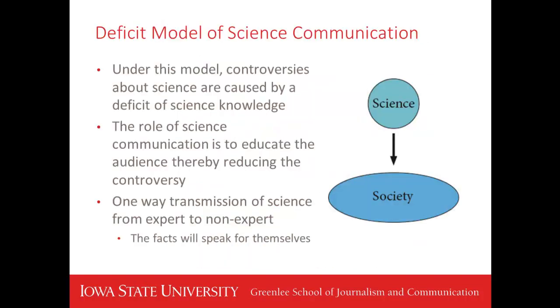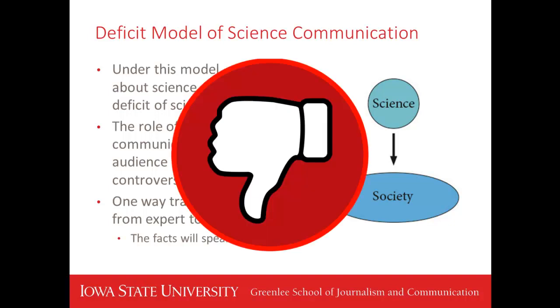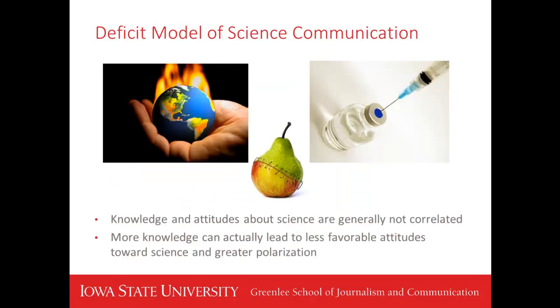This is also called the deficit model of science communication. Science generates knowledge. We have to get it to society. If there are controversies under this model, it's caused by a deficit of knowledge. So the role of communication is to educate the audience, reduce the controversy, and then everything will be fine. There's an assumption that the facts will speak for themselves. Lots of studies show that this is not a very accurate portrayal of how science communication works. There's a very thin ribbon of context when it is effective, but it's very thin. Usually it does not work. And it turns out that knowledge and attitudes about science are really not correlated.